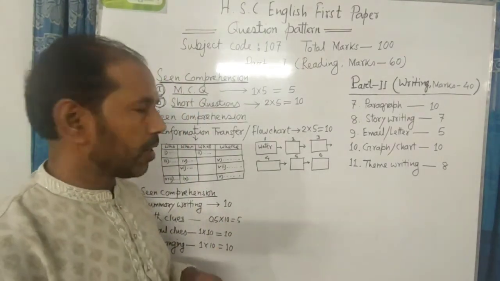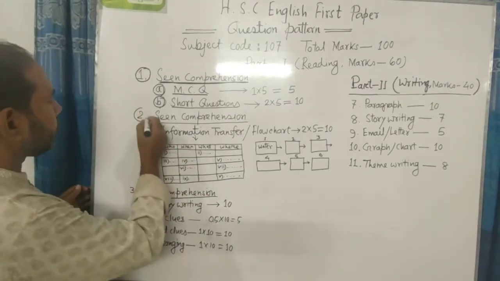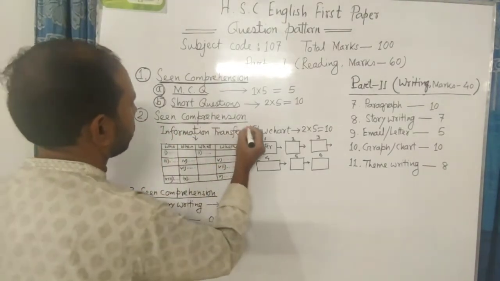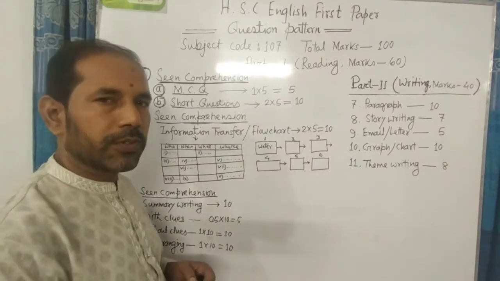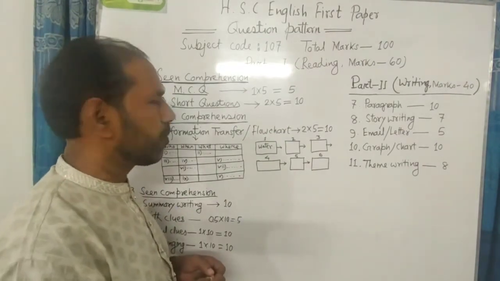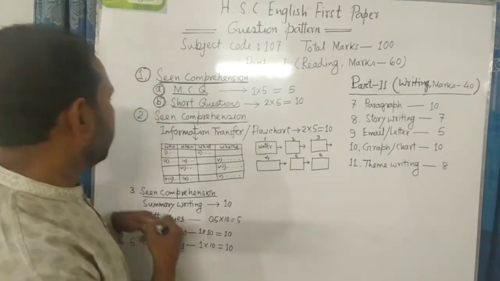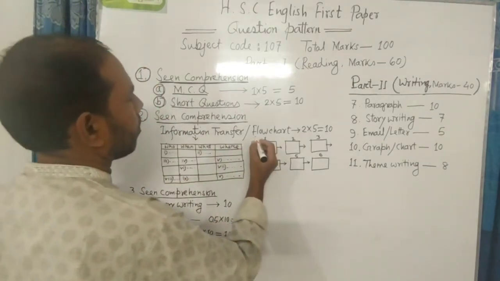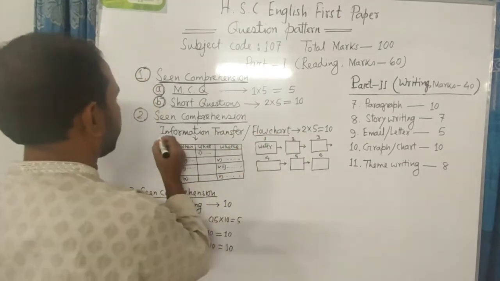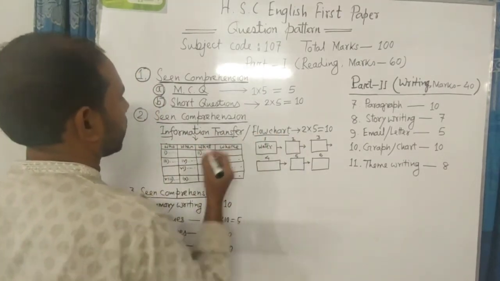Okay, I am going to number 2. There will be another seen comprehension from the textbook. And there are 2 types of questions here. Information transfer and flow chart. Okay. Information transfer and flow chart.